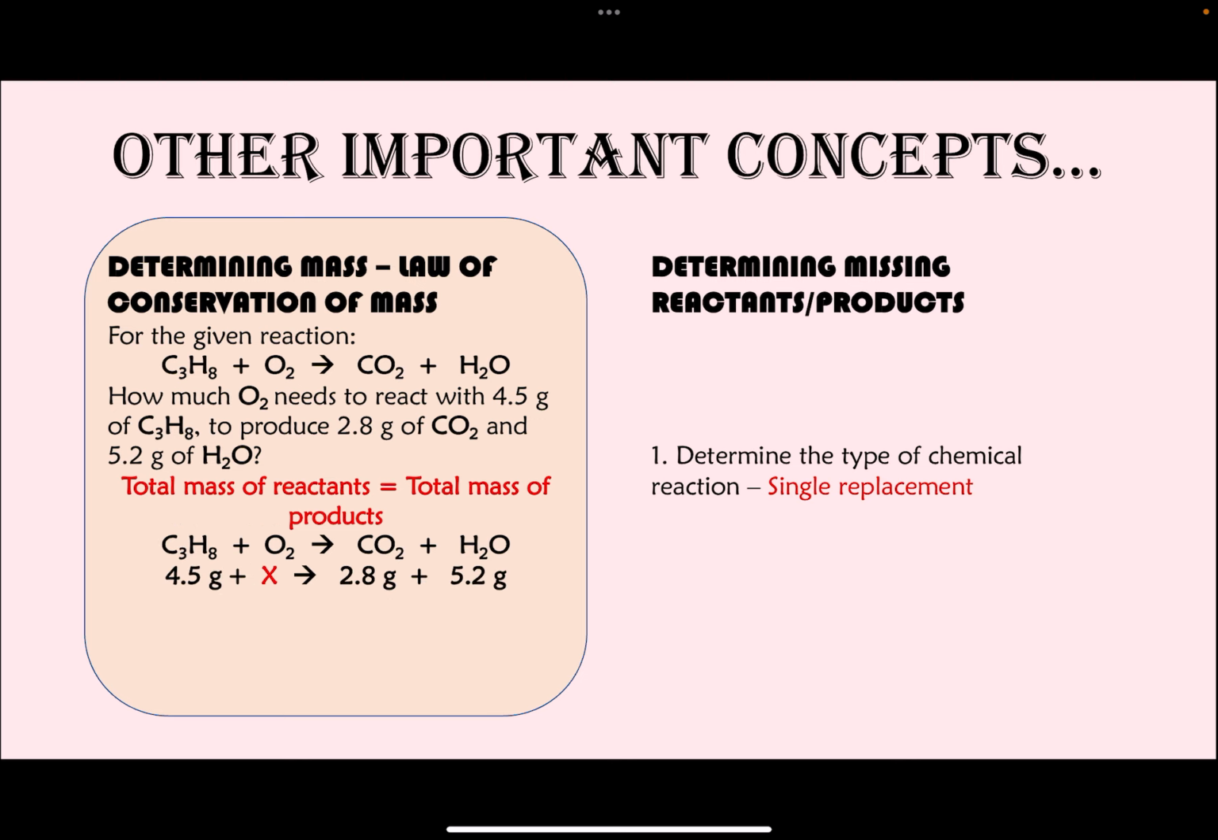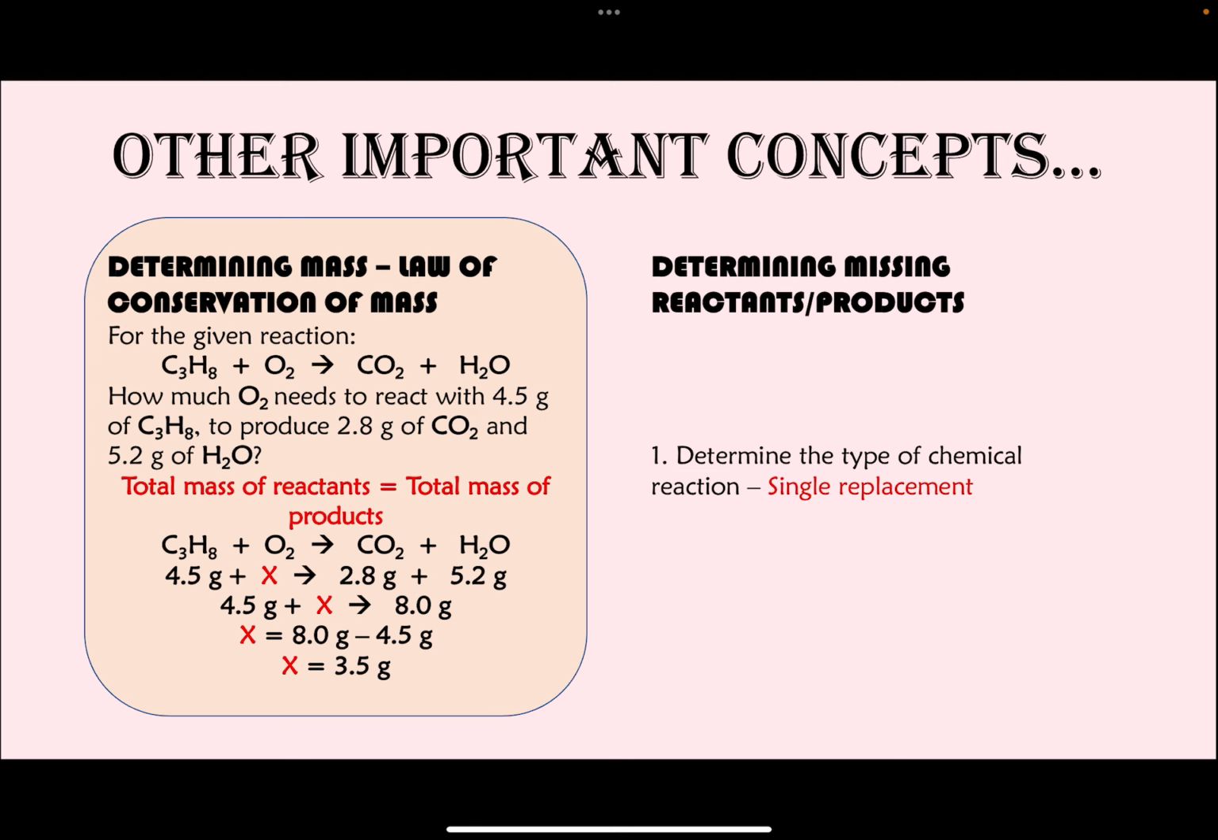So you know that according to the law of conservation of mass, the total mass of the reactants should be equal to the total mass of the products, right? So we start off by writing the equation, and we write all of the masses that are given in the question. So we have 4.5 grams of C3H8. We don't know the mass of oxygen. We have 2.8 grams of carbon dioxide, 5.2 grams of water. So if we add the mass on the product side, we happen to have 8 grams on the product side, and right now on the reactant side we only have 4.5 grams. So if we want them to be equal, we solve for x, and that turns out to be 3.5 grams, because 4.5 plus 3.5 gives us 8 grams on the reactant side.